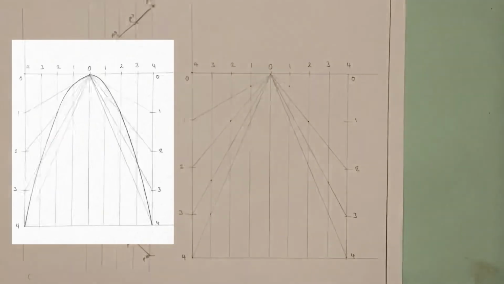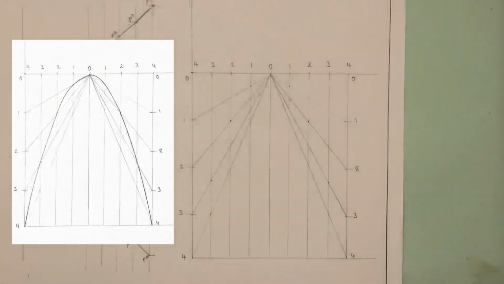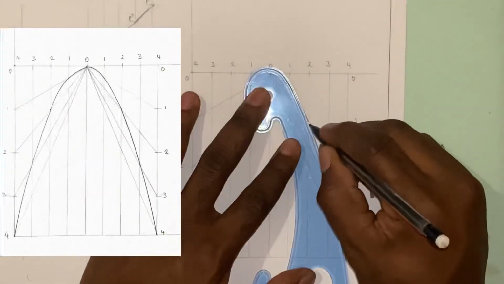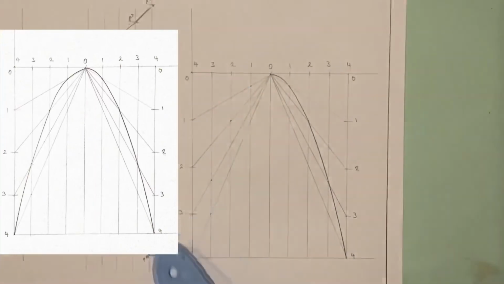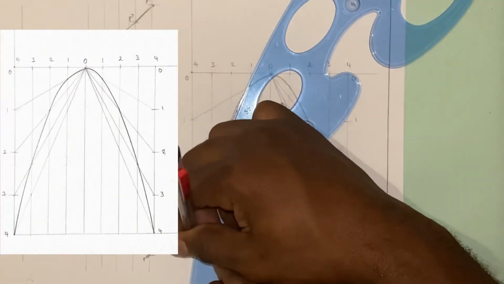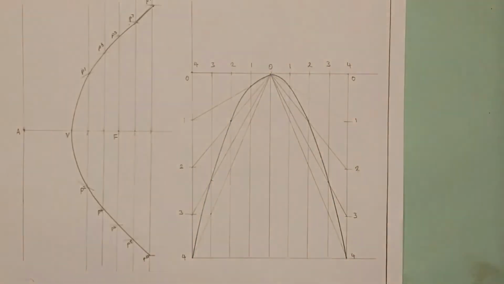Now I'm going to go ahead and use my French curve to join my points. All right, so there you have it. That's our parabola using the rectangle method.